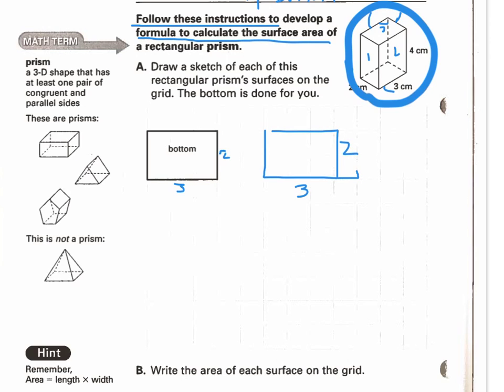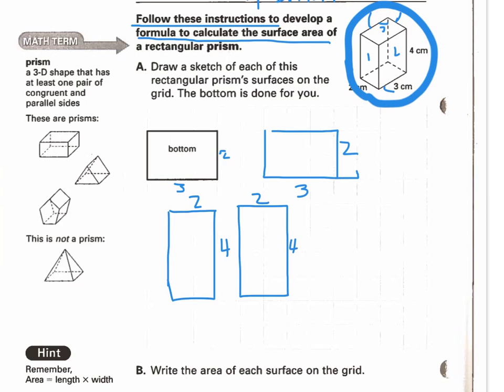Now we're going to sketch the sides. I have a side that is 2 centimeters by 4 centimeters. So I'm going to draw that on the grid. 2 squares by 4 squares. 2 by 4. And I have another one as well. 2 by 4.